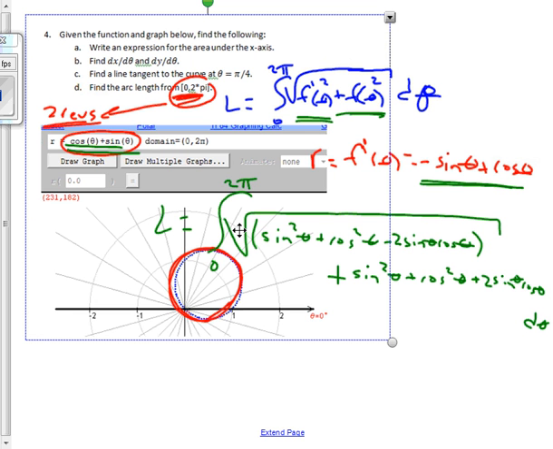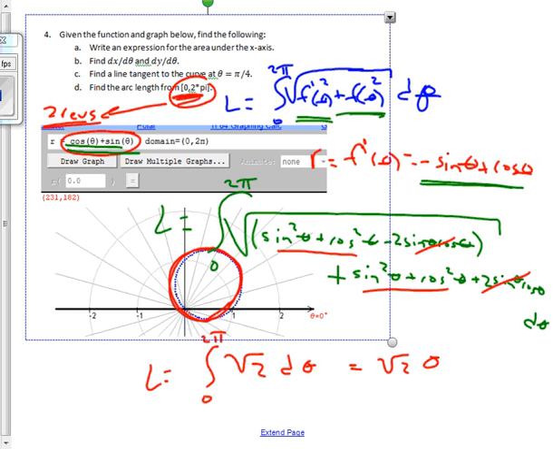Well, this looks really ugly, but it actually simplifies to something very simple. That ends up being 1. This ends up being 1. And these cancel each other out. So L equals the integral from 0 to 2 pi of root 2 d theta. Amazing that it simplifies to that. Very cool. So when we integrate it, we get root 2 theta going from 0 to 2 pi. So we get 2 root 2 pi as our final answer. Neat problem.